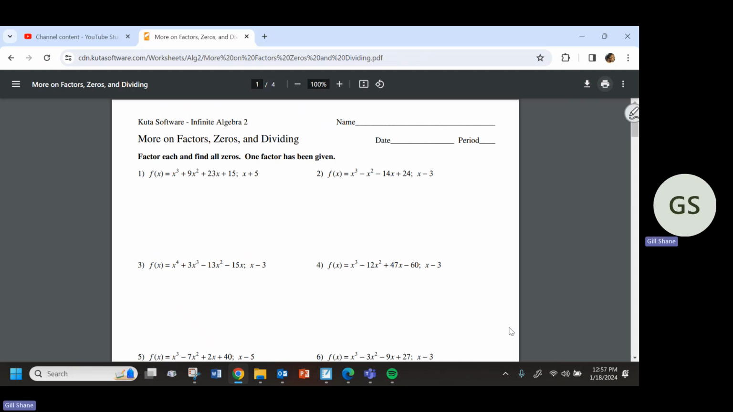All right, I found some that we can do that'll work all the way through, and so I'll go grab that. Oh, well, this one.